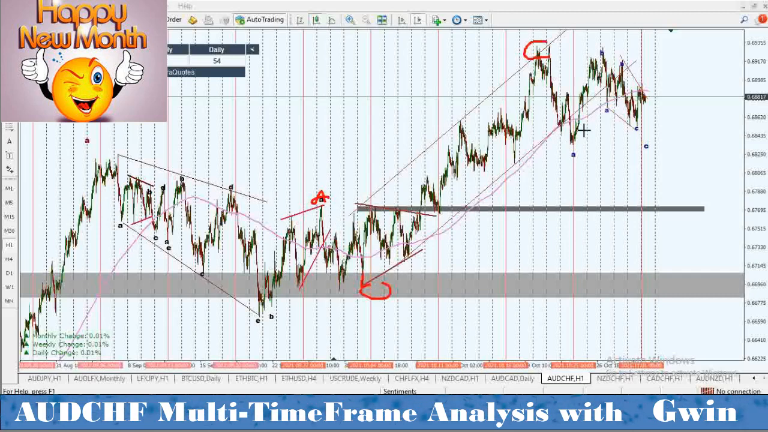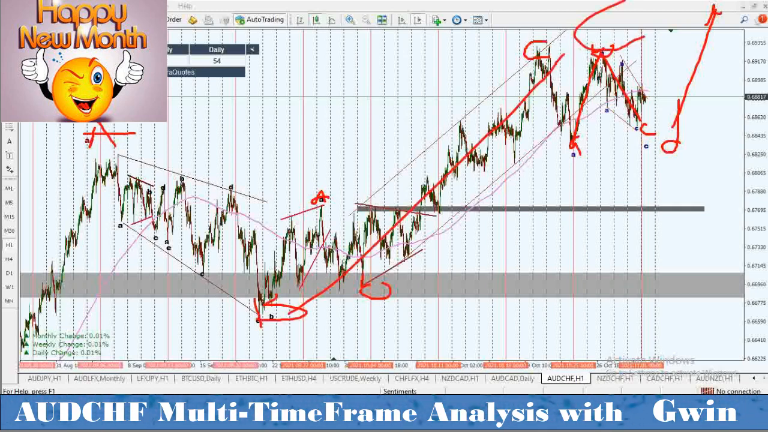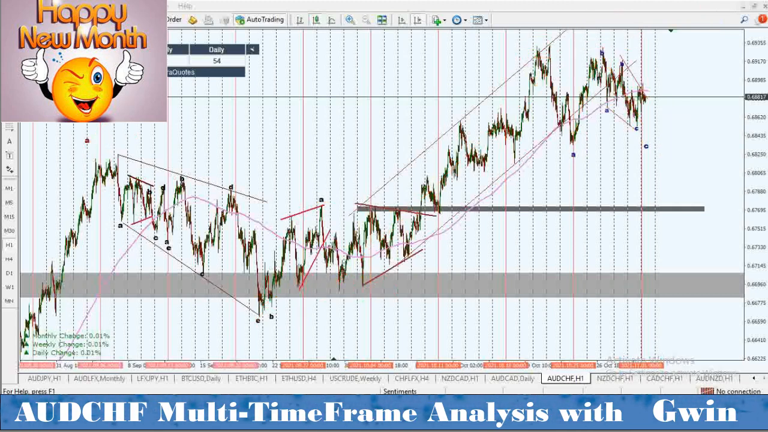So we could be working out a D of a flat pattern of the A, B, C of a flat to create a D, and then we could be working out an E to the upside, thereby completing the 5-wave internal structures of the C leg of this bigger B to complete the C leg to the upside. So we're going to be working out that, and we're going to be setting up to also take that trade.